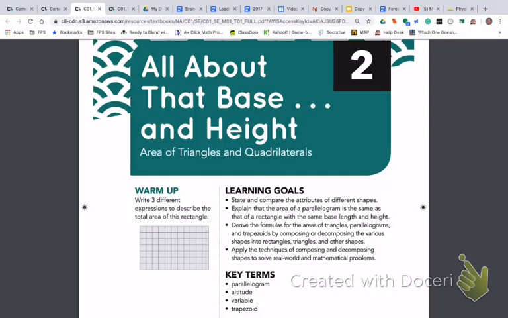Hi class, in lesson 2 you will be learning about the area of triangles and quadrilaterals. Please read over the learning goals for the lesson and make sure to look for the key terms parallelogram, altitude, variable, and trapezoid.